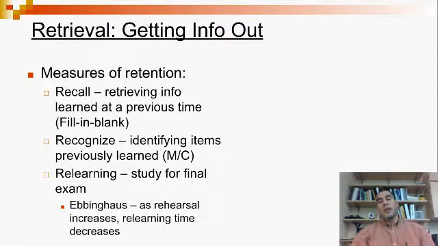All right, what we'd like to look at next now is the issue of retrieval. So if that was storage and retaining information, what about retrieval? And that is getting the information out. Your book mentions 3 measures of what we call retention, 3 ways that we can retrieve information. The first you're probably most familiar with is simply recall.